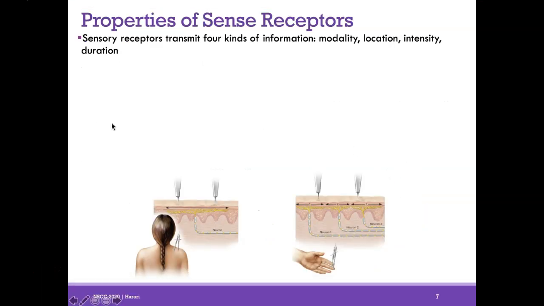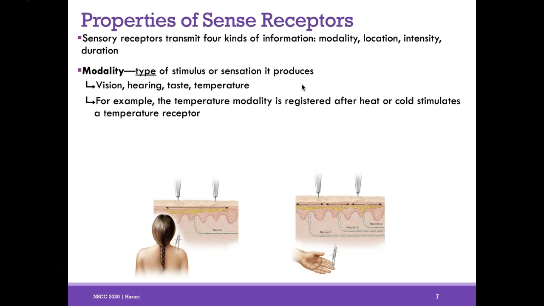So sensory receptors transmit 4 different kinds of information. Sorry, you can hear my cat in the background, which is being very annoying. So I apologize about that. So sensory receptors transmit 4 different kinds of information. There's modality, location, intensity, and duration. And you do not have to memorize these as 4 things. I just want you to understand the concepts.